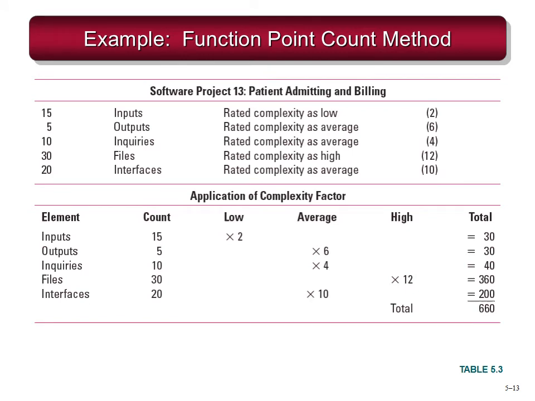Now in this slide we see that each of those inputs is given a different weightage. Like the input, because its complexity is low, is given a weightage of 2, whereas the file is given a weightage of 12. So if you multiply the total number of inputs with the weightage, you will get the total score. So in that way, if you add it up, you get to that number 660.